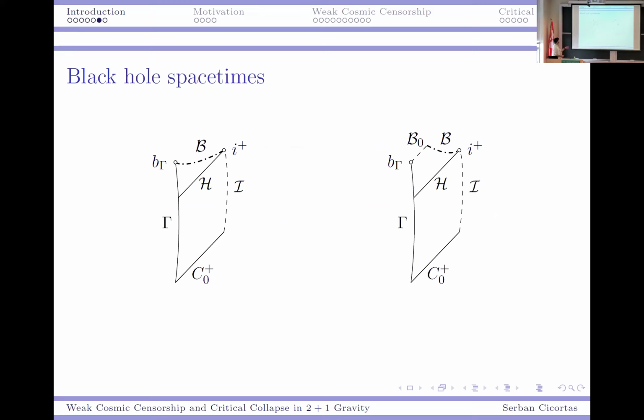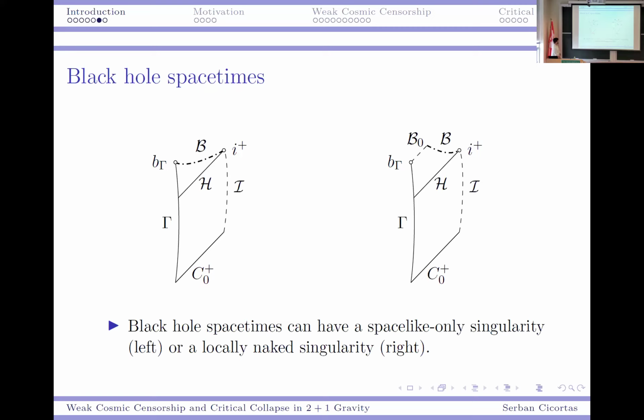Then the actual black hole spacetimes that arise in gravitational collapse can have the following two Penrose diagrams. I'm representing them here, and you see there are two possibilities. First of all, on the left, I have a black hole spacetime which has a spacelike only singularity. This is this calligraphic B, which is spacelike. And again, let me draw this because I want to refer to this later.